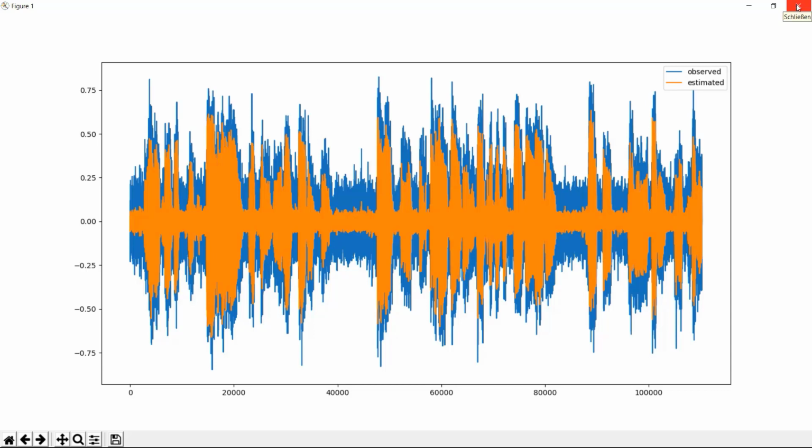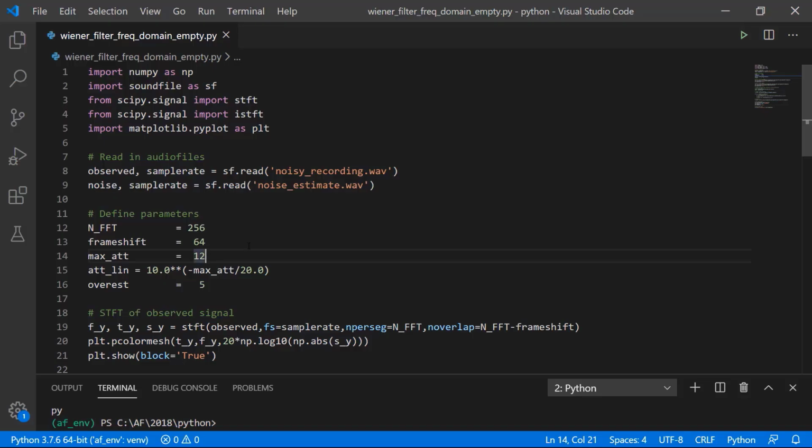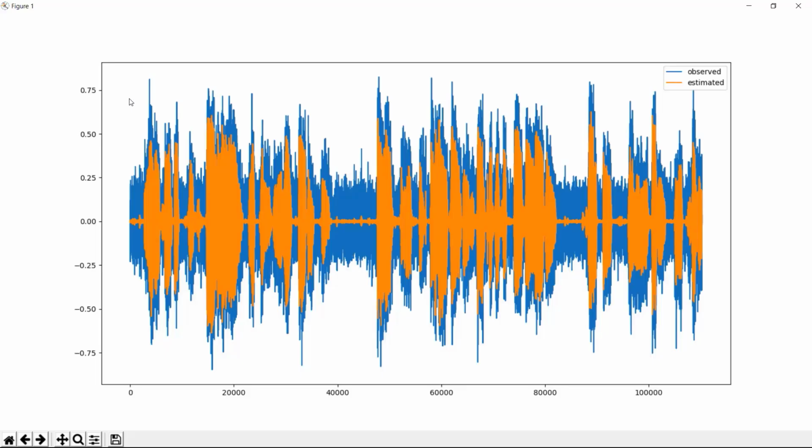However, although it seems that way, it is not clear whether the speech is reduced less and a better SNR is achieved. So let us decrease the lower bound of the weight so we can achieve a better attenuation of the noise. I do this by setting the maximum attenuation to 30 dB. When I run this again, we can clearly see that the Wiener filter impacts the noise signal more than the speech signal. So let us listen to the signals.